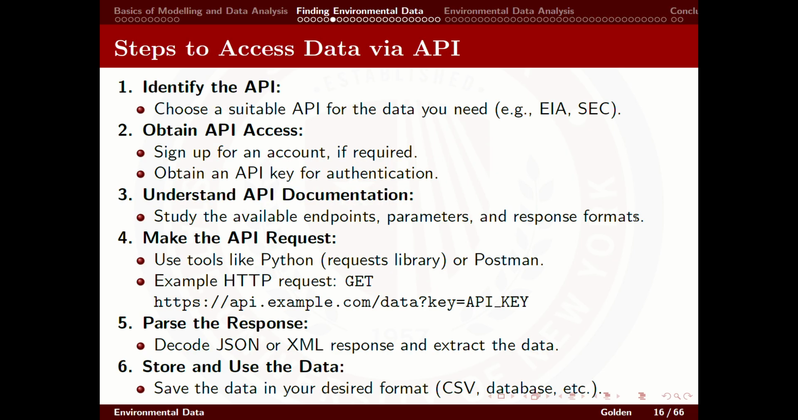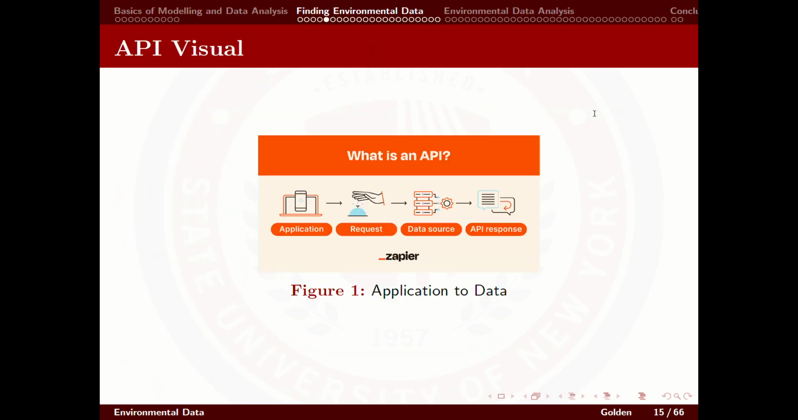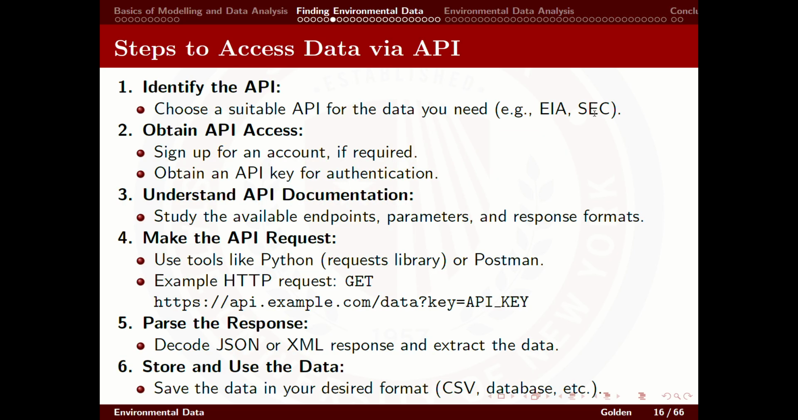So, steps to access data via API. Identify the API: choose an API suitable for the data you need, and figure out who has the data. I would encourage you to try to download a little bit of the data the normal way, to figure out exactly what columns you need and what parameters are helpful for you. Then obtain access. There are very few APIs that are completely open. I used to work for the Department of Treasury, and we had an API that I don't think really required much access because it was open source and had a very high rate limit.